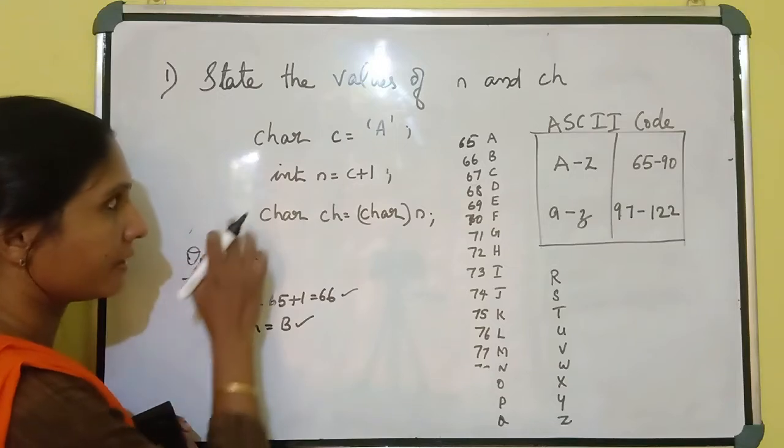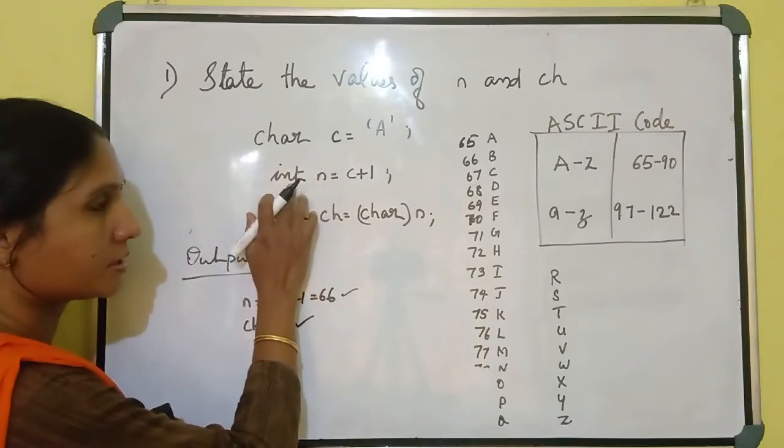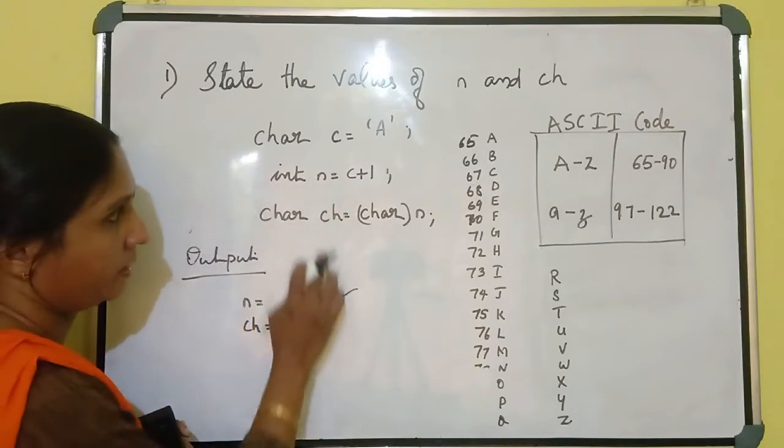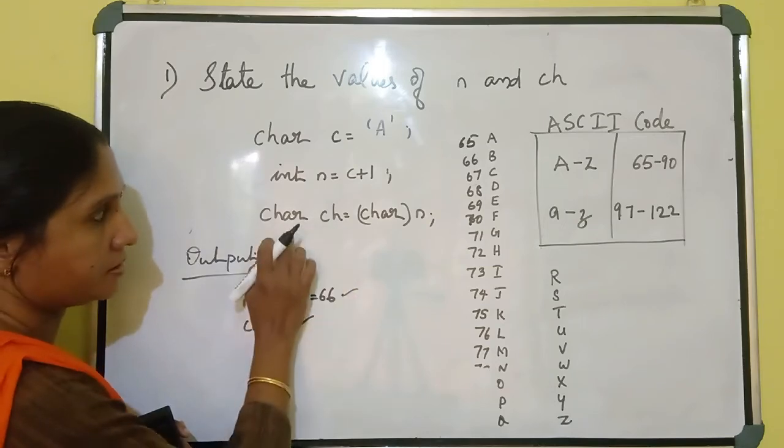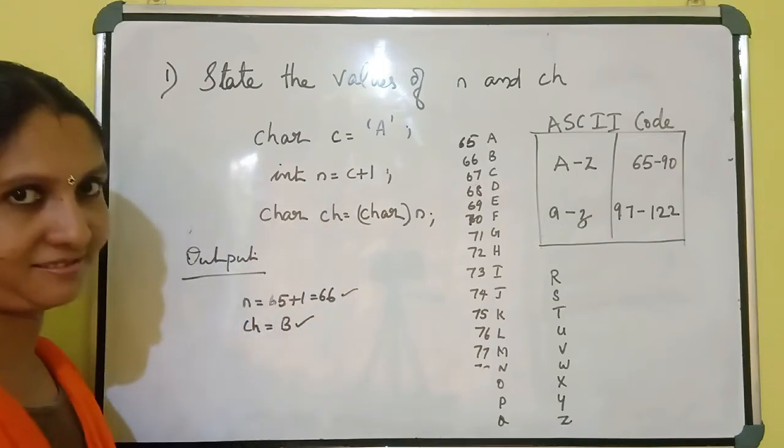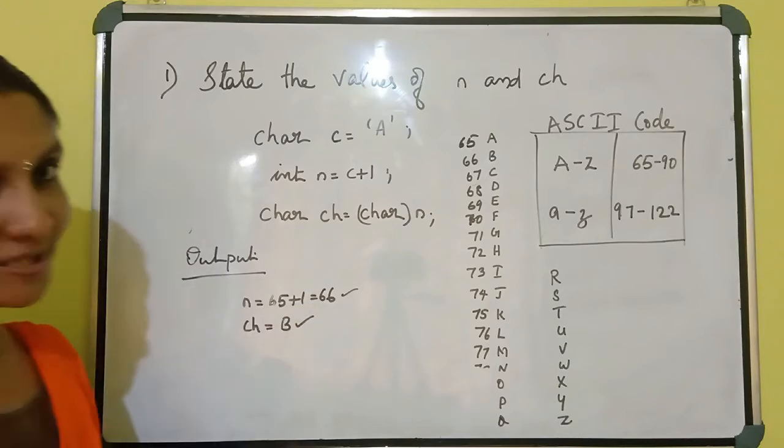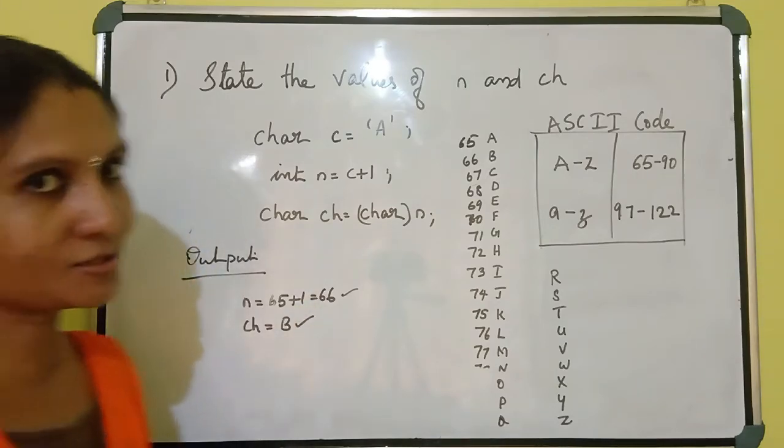How can you identify the data type here? N, the data type of N is equal to int. Then it must be a number. But the data type of CH is equal to char. Then it must be a letter. You have to find out like this. Understood all of you? Okay, I think you all understood this one.